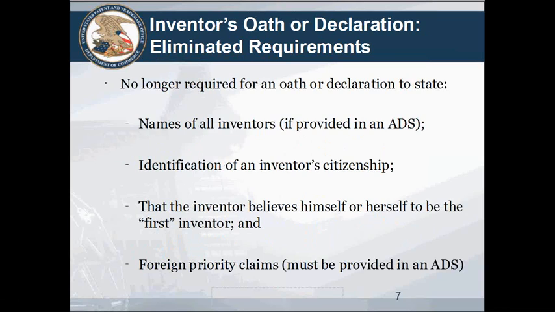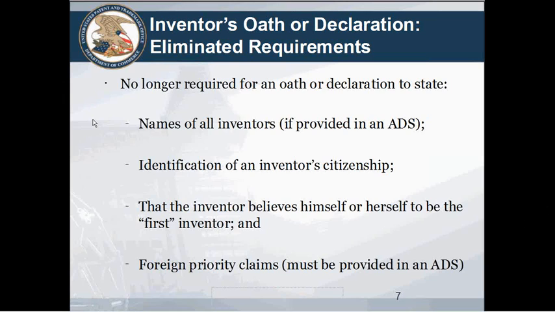Now, some requirements have been eliminated. The inventor executing the dec need not identify any other inventor, provided that the entire inventive entity is set forth in an application data sheet under Rule 76. An inventor's citizenship need not be set forth, and an inventor need not state that the inventor believes himself or herself to be the first inventor, as we are moving to a first-to-file regime rather than the old first-to-invent regime.